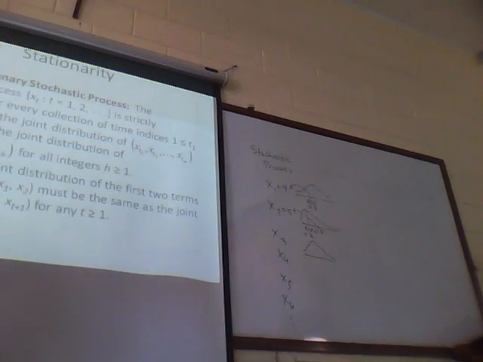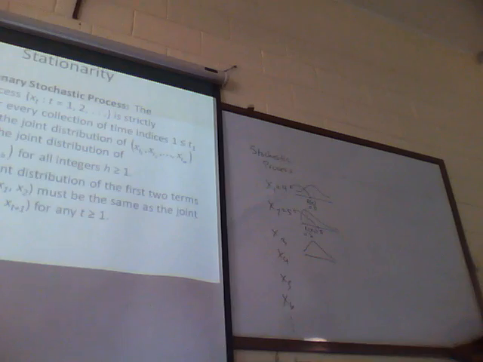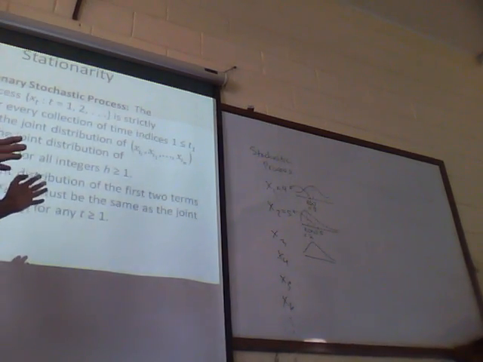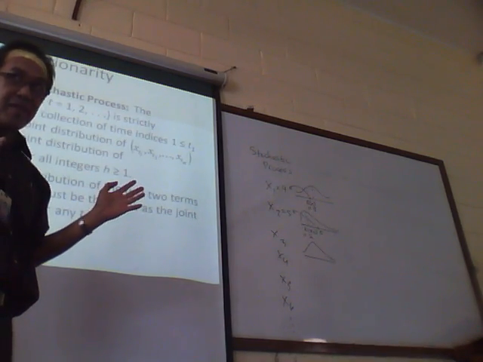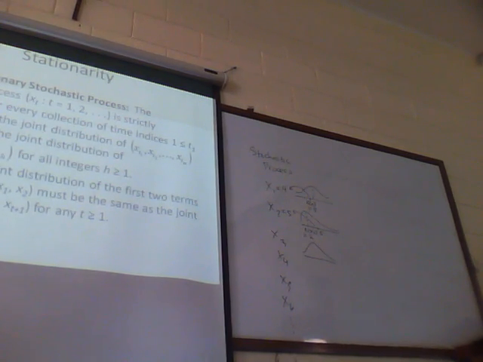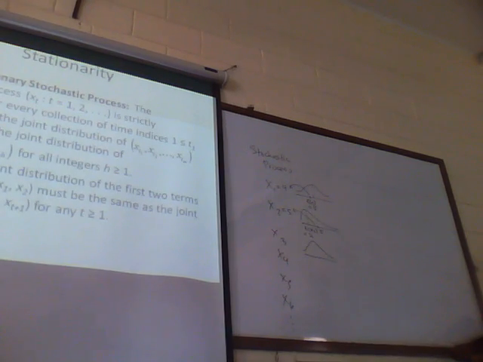Okay, now let's read the definition. You say that the stochastic process is strictly stationary if for every collection of time indices, the joint distribution of x sub t sub 1, x sub t sub 2, all the way to x sub t sub n is the same as the joint distribution of x sub t sub 1 plus h, x sub t sub 2 plus h, etc., for all integers h greater than or equal to 1. Yeah, that's the definition. Okay, now what does that mean?